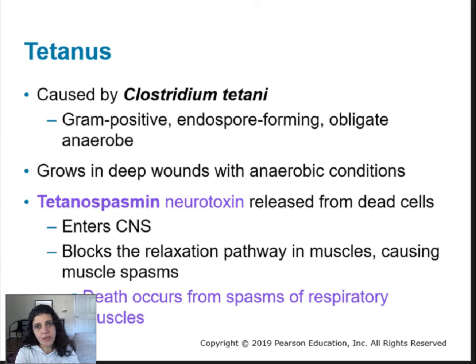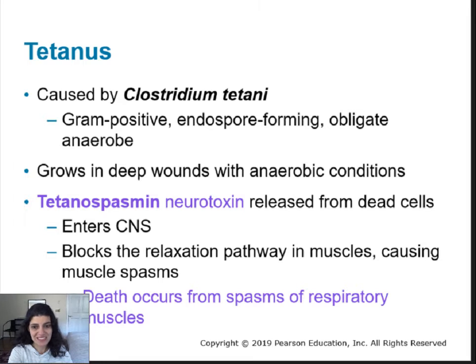So continuing bacterial diseases, now we're going to talk about tetanus. Tetanus is caused by Clostridium tetani, which is gram-positive, and remember, as a Clostridium, that genus is endospore-forming and obligate anaerobe. They do not survive. If there is Clostridium on your skin, it's dead.